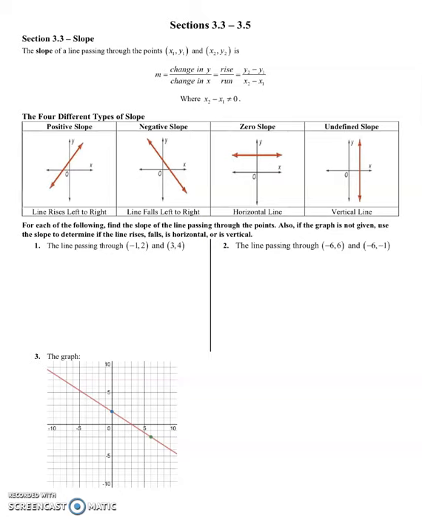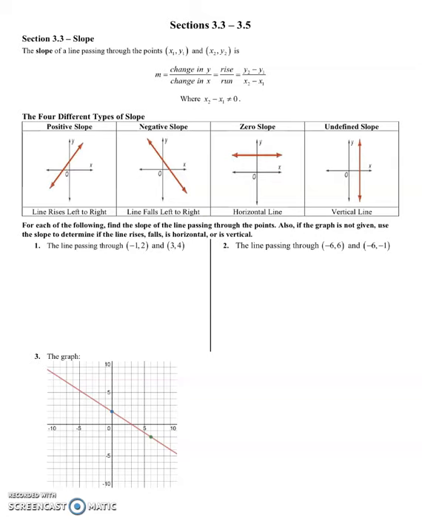So we've been talking about linear equations in two variables, and in the last section we graphed using equations and intercepts. Now we're going to talk about the slope of a line. So the slope of a line passing through 2 points, which we call x1, y1 and x2, y2, and we use the variable m for slope.